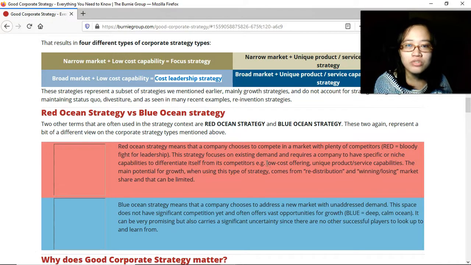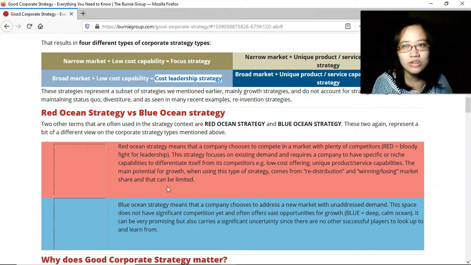This strategy focuses on existing demand and requires a company to have specific or niche capabilities to differentiate from its competitors, e.g., low-cost offering, unique product or service capabilities. The main potential for growth when using this style of strategy comes from redistribution and winning or losing market share, and that can be limited.